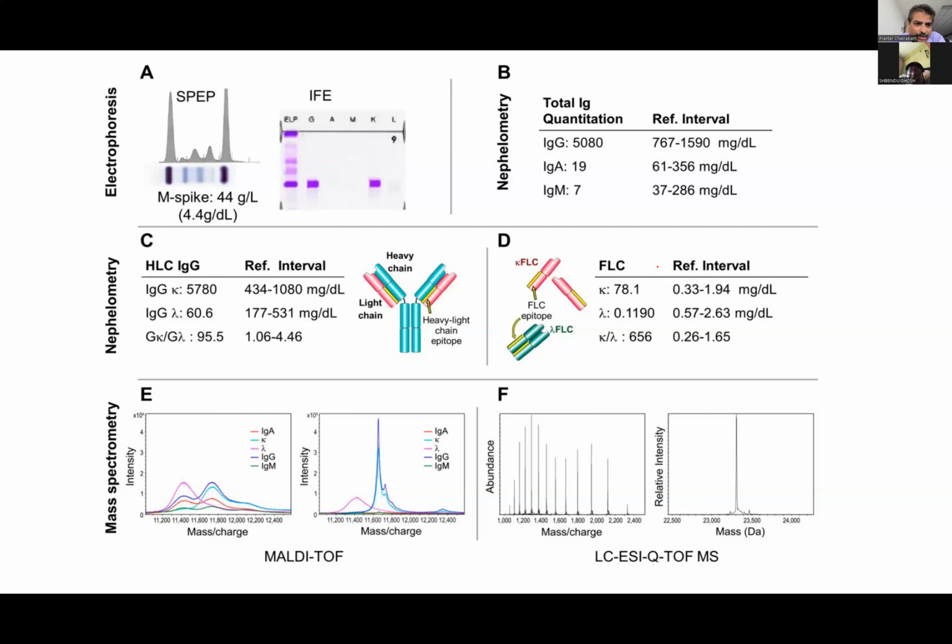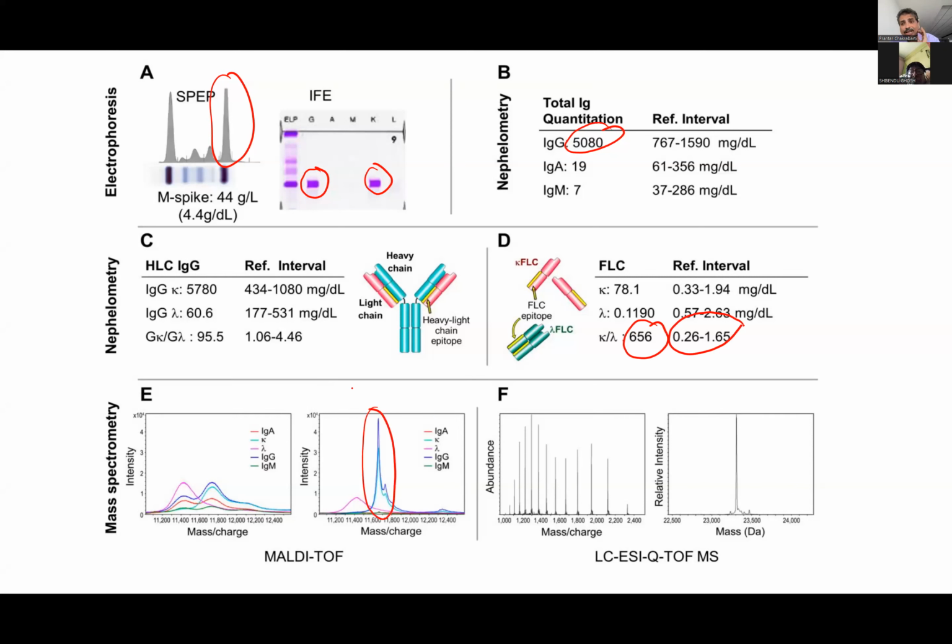This is patient number 1, who has a significant M spike. You can see it, right? 44 grams per liter. On immunofixation, distinct bands at IgG and kappa. And if you look here, IgG is high, IgA is low, IgM is low. On nephelometry or free light chain, you'll see IgG kappa is high, and the free light chain ratio, because kappa is high, is 656. As I told you, the normal value is 0.26. And if you do mass spectrometry, there also you see an IgG kappa peak, right?